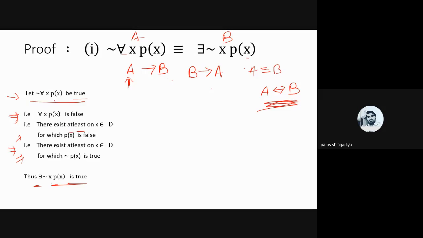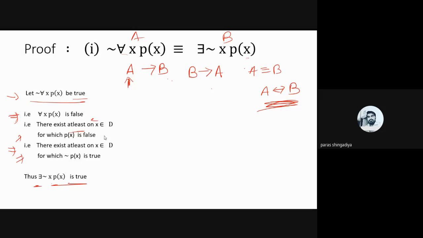So we first consider negation of every x px is true. Okay, so what is the meaning of that? Negation true means every x px will be false. So what is the meaning of every x px is false? There exists one x belongs to D for which px is false. Px is false means negation px will be true.